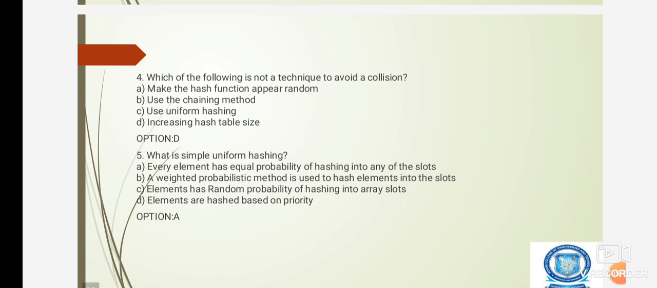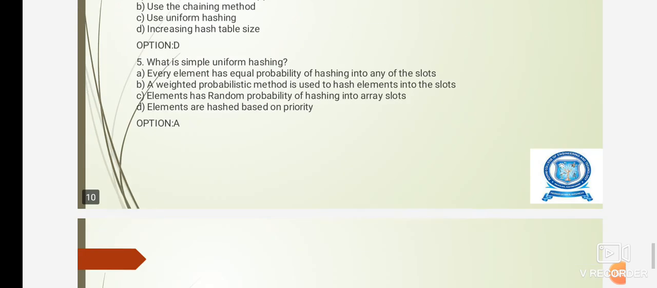Fourth question: which of the following is not a technique to avoid a collision? Option D, increasing hash table size. Fifth one is, what is the simple uniform hashing assumption? Option A, every element has equal probability of hashing into any of the slots.